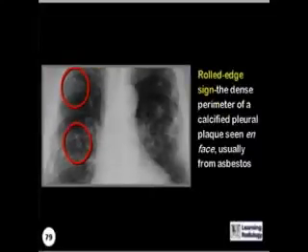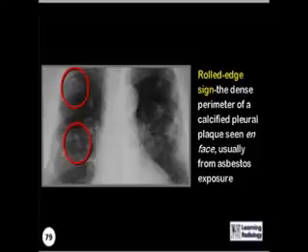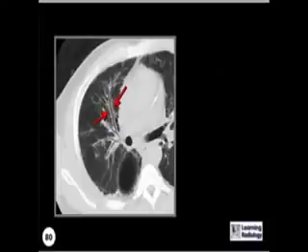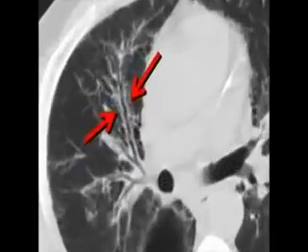This is the rolled edge sign, which is the dense perimeter of a calcified pleural plaque when it is seen en face, usually secondary to asbestos exposure. What sign are the red arrows pointing to?